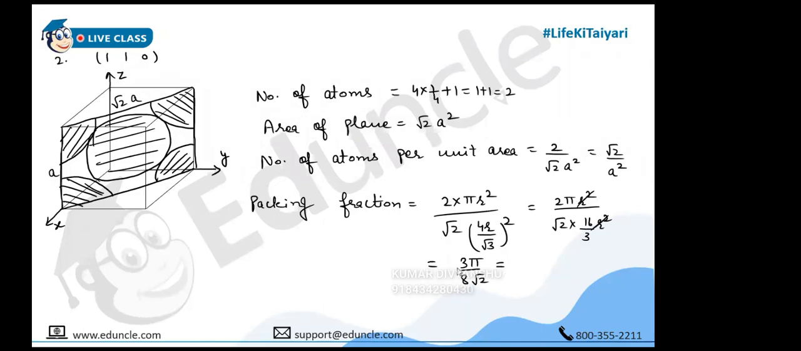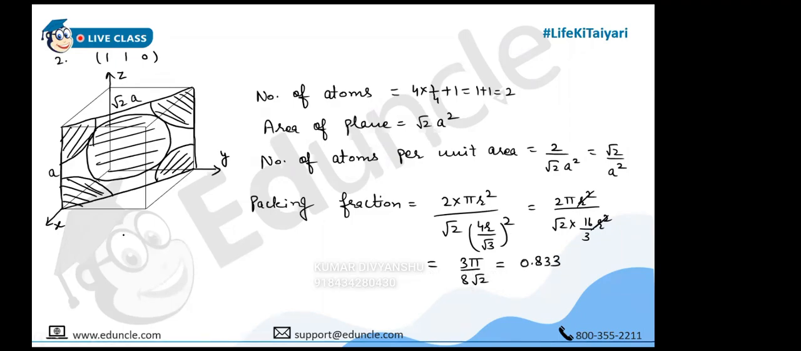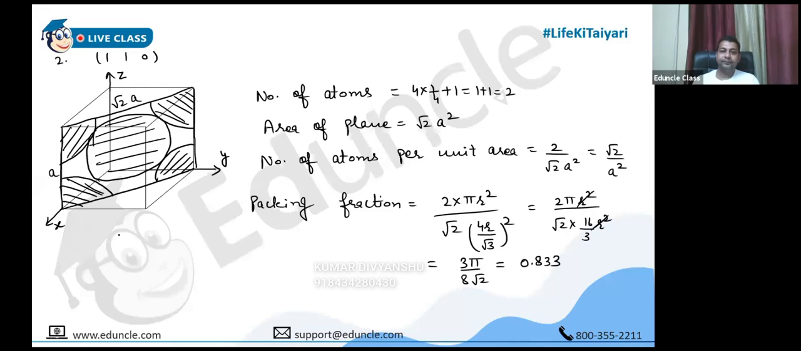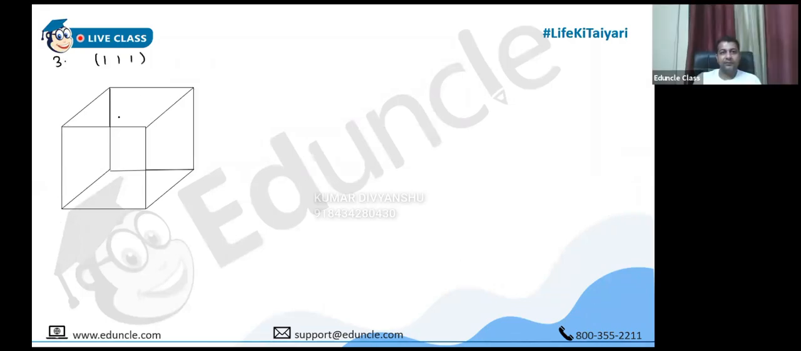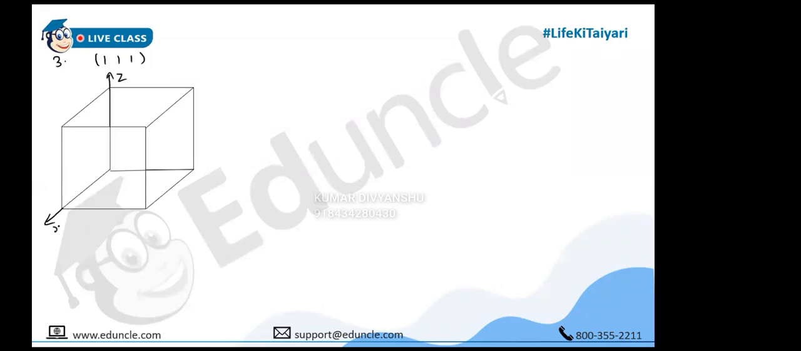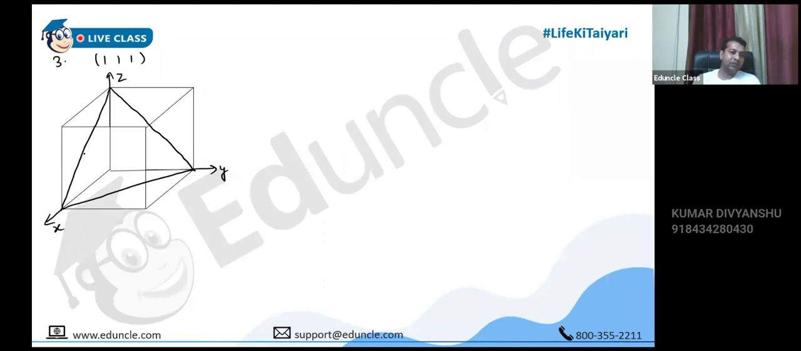What is this value? 0.833. Please note down. Then last, 111. Of course, we have made it so many times now. So only those 3, na? Because the body centered one is not going to contribute. Only these 3, just similar to the simple cubic one.